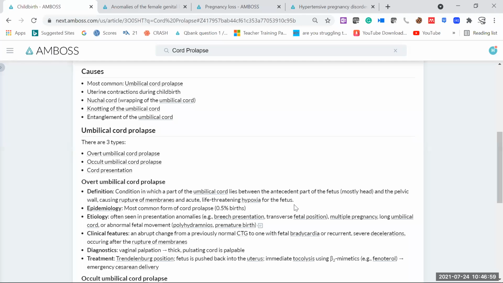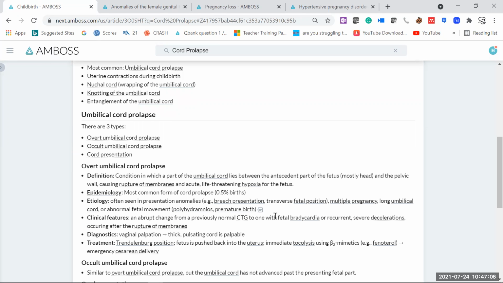This is the most common form of prolapse, seen in 0.5% of births. It is often seen in presentation anomalies, for example breech presentation, transverse lie, malpresentation or malalignment of the fetus, multiple pregnancies, a long umbilical cord, or fetal anomalies like polyhydramnios. In polyhydramnios, the mother is diabetic and the fetus has too much amniotic fluid. The AFI is very high. Normal AFI is like 12 to 15 centimeters, and they are having 25 or 30 centimeters. It's so much fluid.